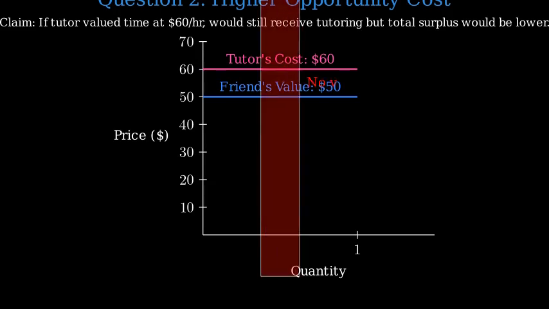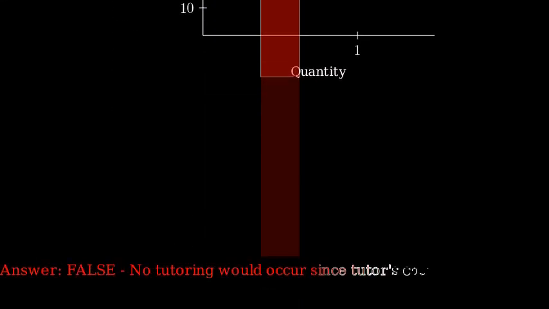Any price below $60 would not be acceptable to the tutor because it would be below their opportunity cost. Any price at or above $60 would not be acceptable to my friend because it exceeds their maximum willingness to pay of $50. Because there's no price that works for both parties, there would be no tutoring and therefore no surplus. So the claim is false. If the tutor valued their time at $60 per hour, no tutoring would occur, and the total surplus would be zero, not a lower positive number.